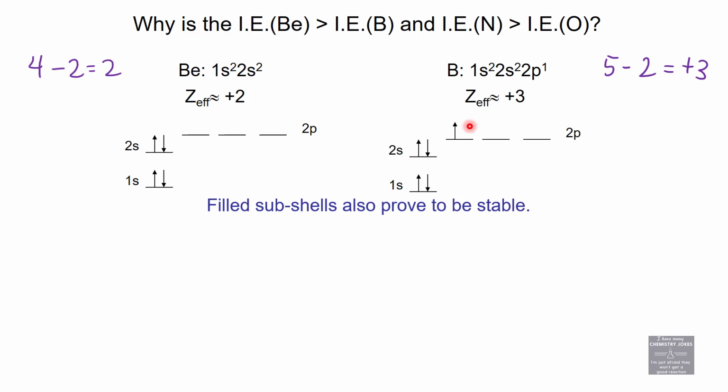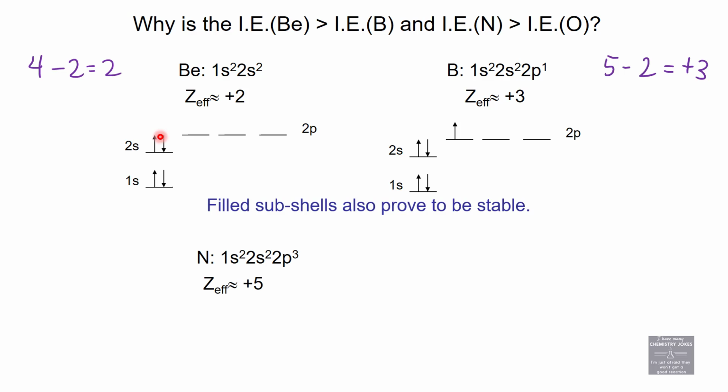Well, filled subshells are stable. Filled shells are stable. That's where the noble gas stability comes from. But filled subshells are also stable. So that's why it's more difficult to rip an electron from beryllium than it is to rip an electron from boron. Boron's got this one lonely electron. It's kind of easy to remove that one lonely electron. Much tougher to remove this one that's already in a filled subshell. So that's beryllium and boron.